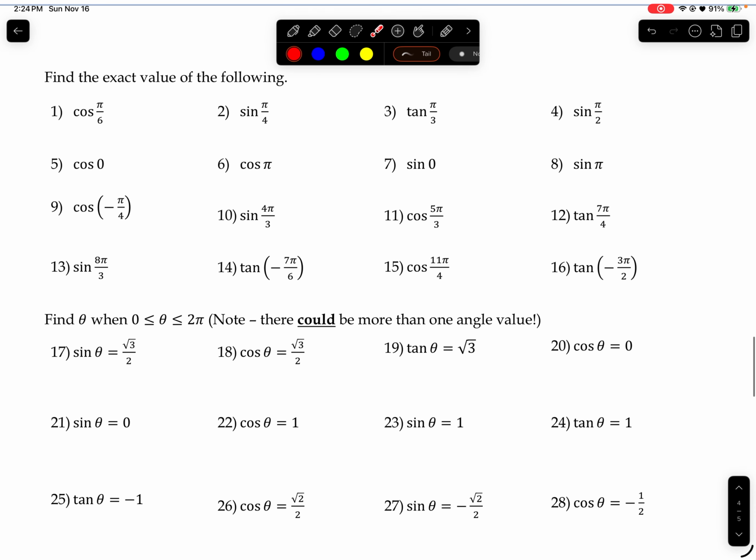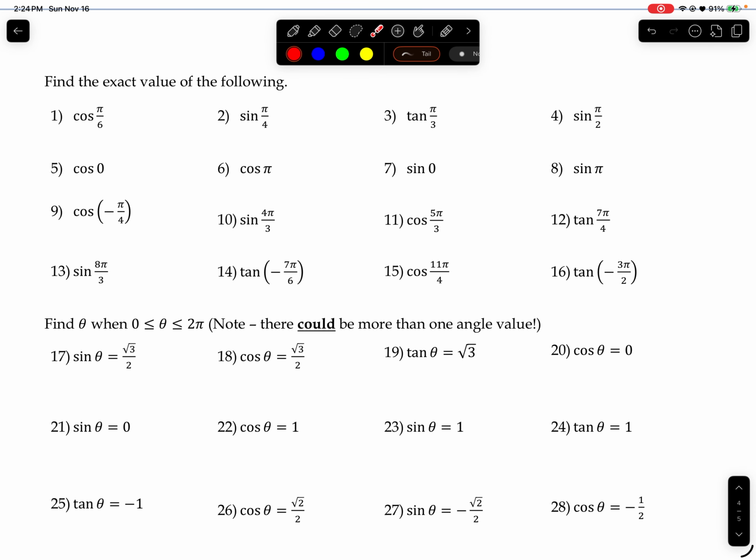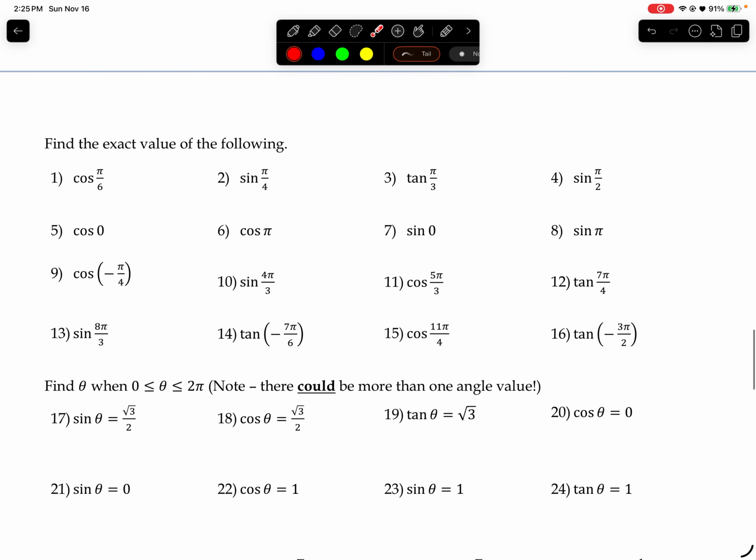All right, now looking at the next page, now that we wrote out what the unit circle is and what it does, we're going to actually use the unit circle to evaluate specific values. So this is where you really need to know your unit circle like the back of your hand.